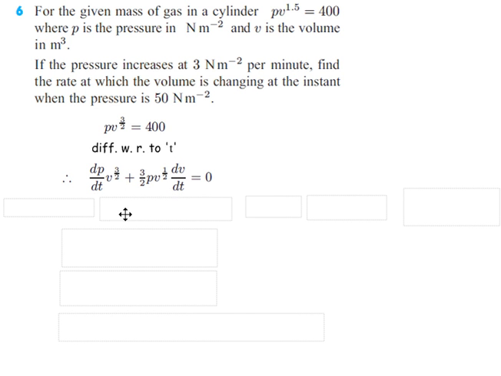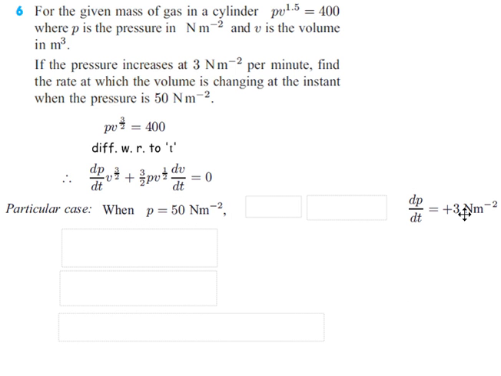Now in our particular case, we are told that the rate of change of pressure is 3, which we have over here. That's also increasing, so it's positive. We want to work out what's happening when p equals 50. Now if p equals 50, we should be able to work out what v is at that time.